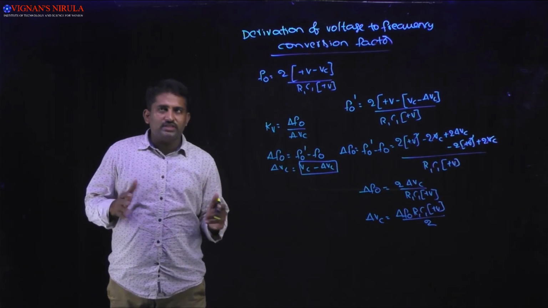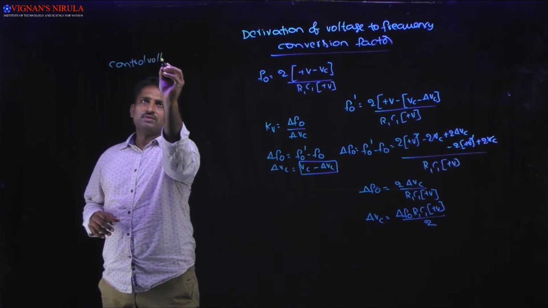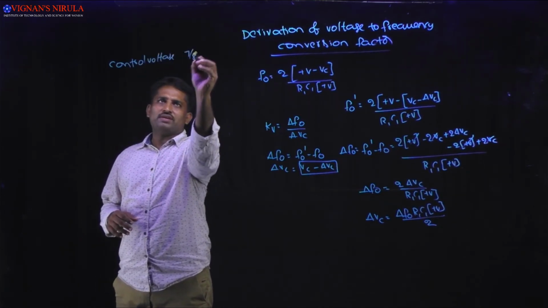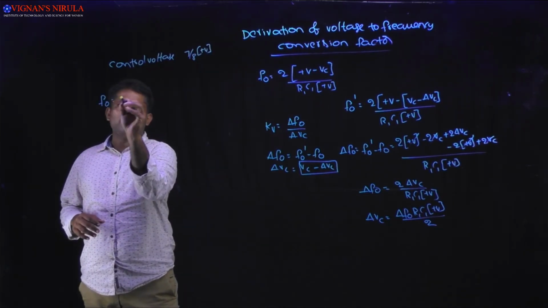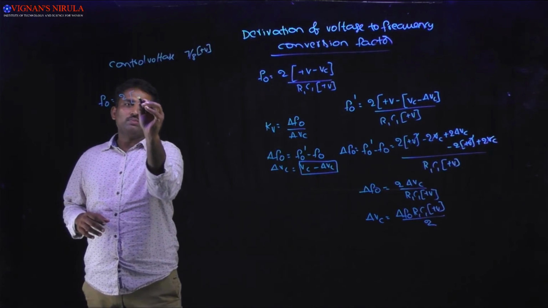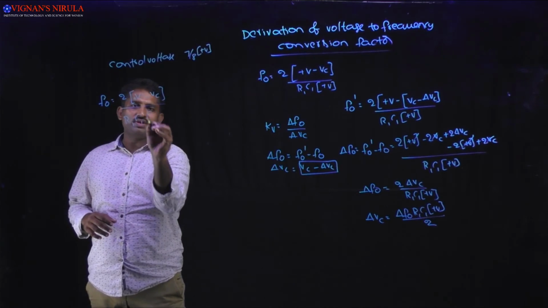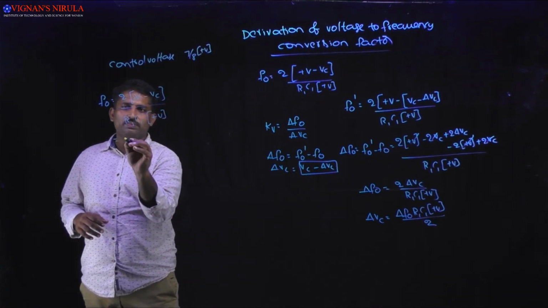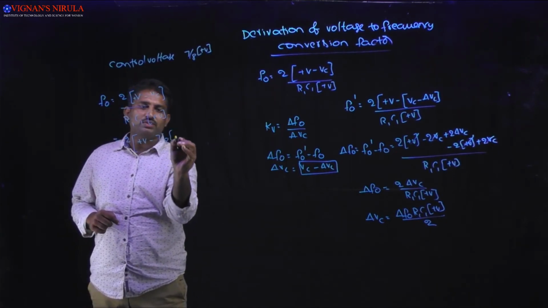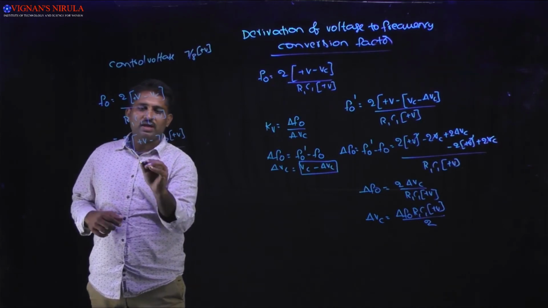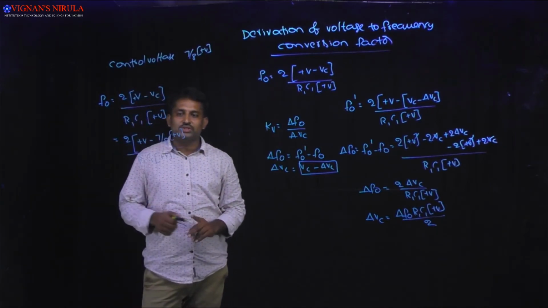Modulating input voltage and the control voltage will be taken as 7 by 8 plus V. Now the original frequency F naught is equal to 2 into (+V minus Vc) divided by R1 into C1 into V. So which is represented as 2 into (+V minus 7 by 8 into +V) divided by R1 into C1 into +V. Yes or no? Just substituting those values.